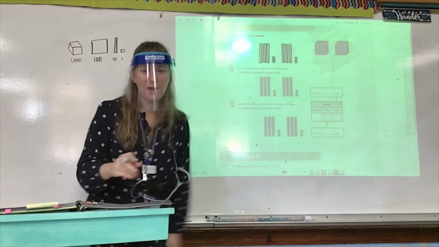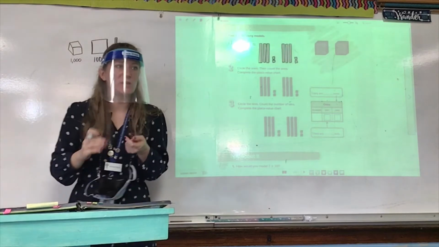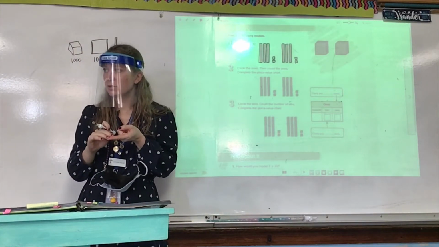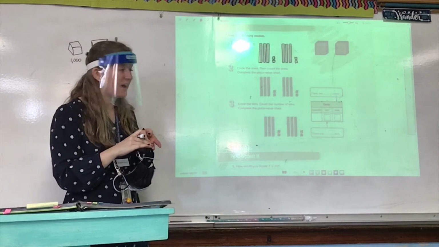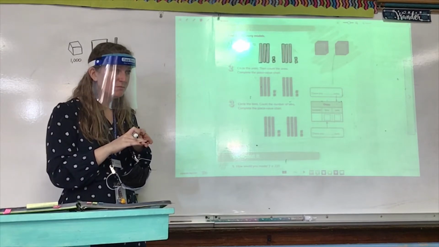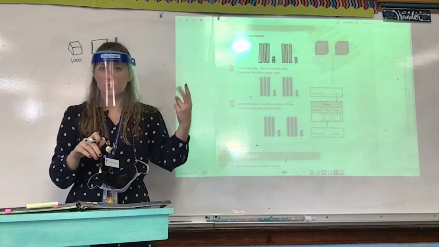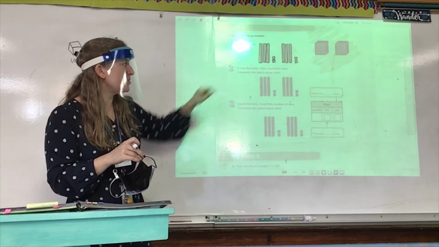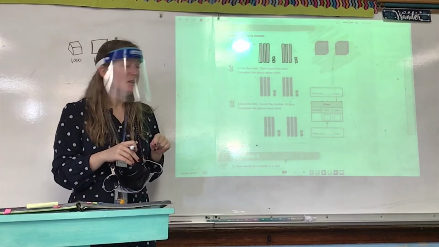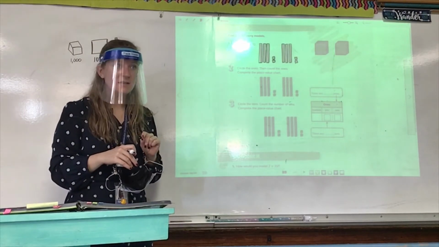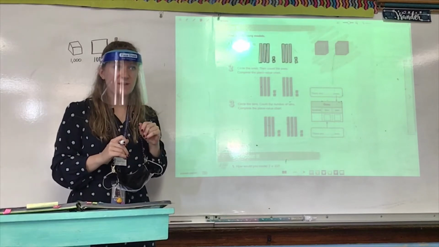So there, step 1, we modeled 2 times 32. We took our larger factor, 32, and repeated it the smaller factor number of times, which is 2. So we've got 32 twice. Step 2, circle the ones, then count the ones, then complete the place value chart.